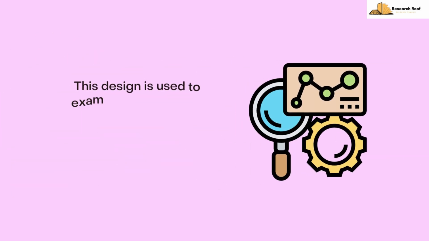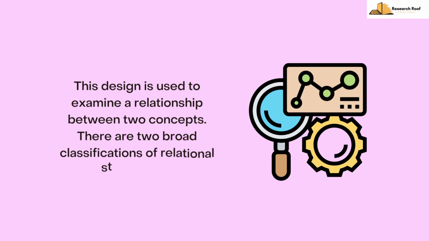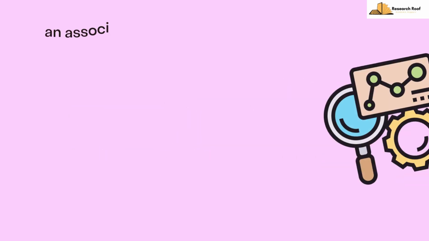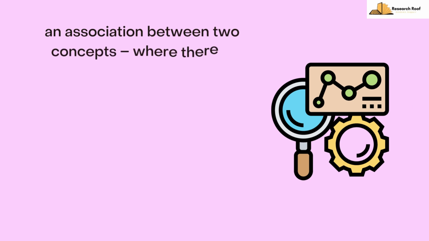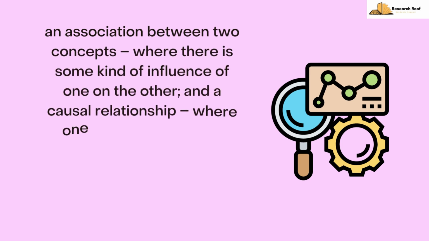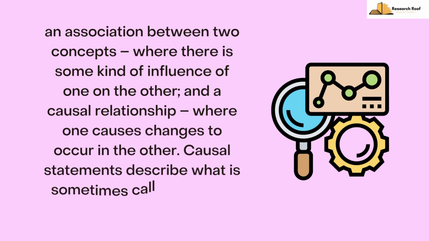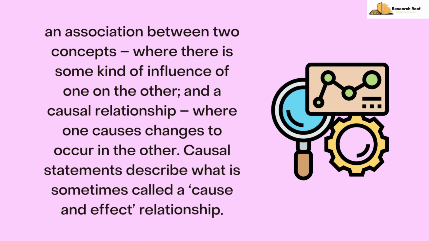Correlation. This design is used to examine a relationship between two concepts. There are two broad classifications of relational statements: an association between two concepts, where there is some kind of influence of one on the other, and a causal relationship, where one causes changes to occur in the other. Causal statements describe what is sometimes called a cause and effect relationship.